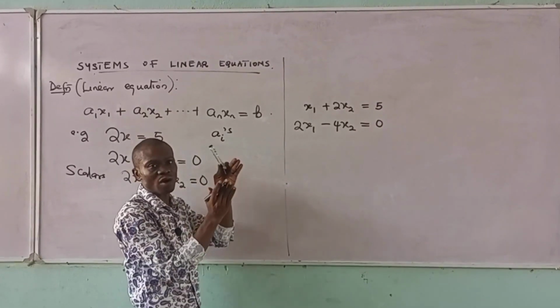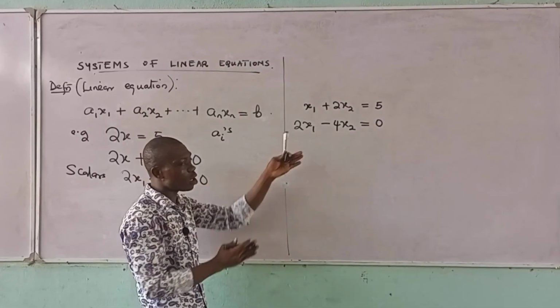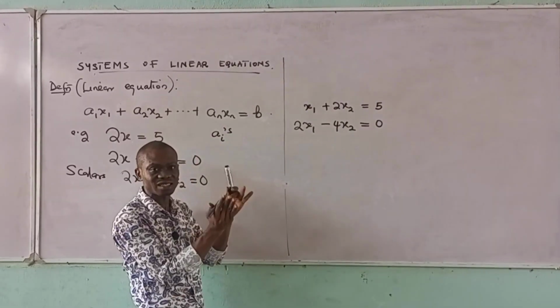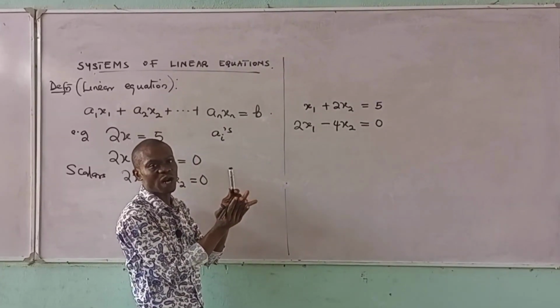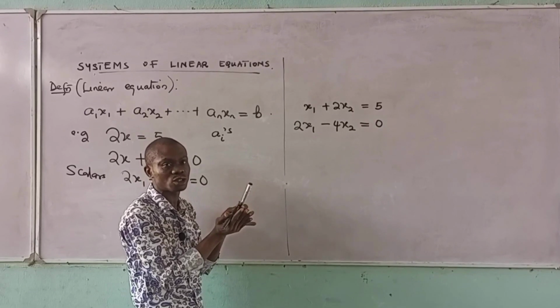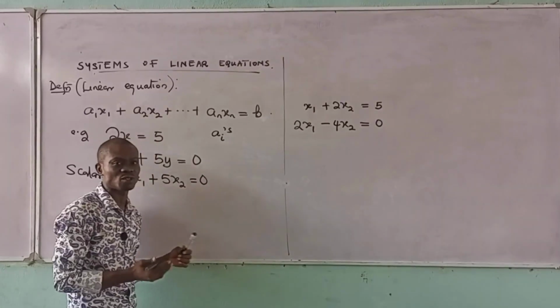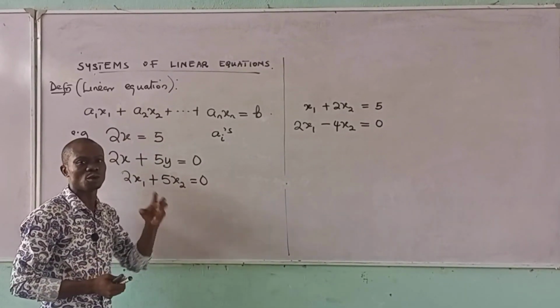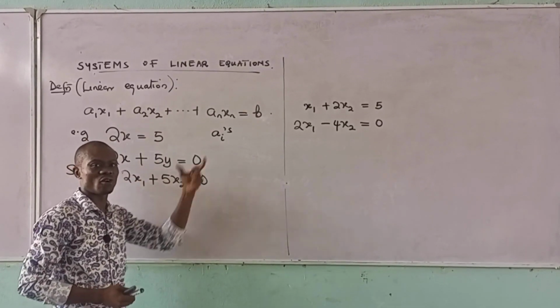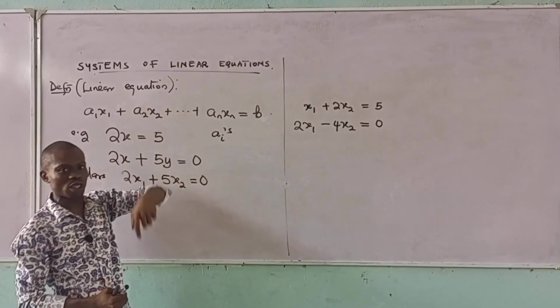So when you have the two of them together, what you have now is a system. It comprises more than one equation. So in systems of equations, you now begin to talk about the number of variables and the number of equations.